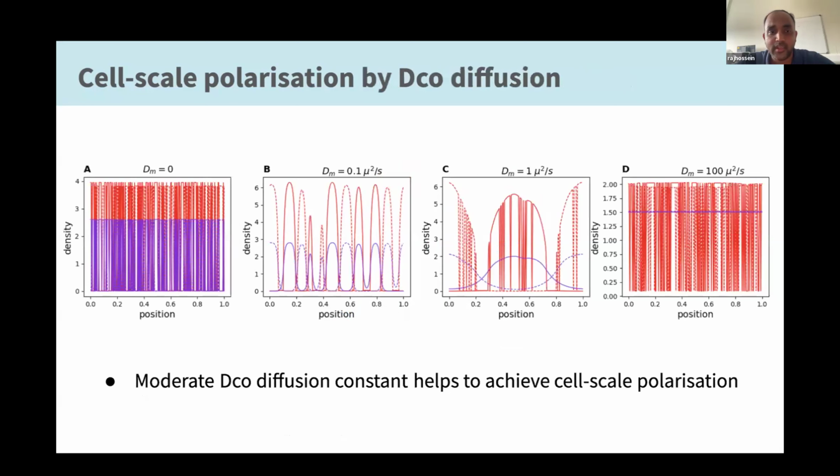To verify that, we changed the DCO diffusion coefficient. And we saw that a moderate DCO diffusion coefficient helps to polarize the system. If the DCO diffusion coefficient is very low or very high, then these complexes don't separate on the membrane. So that is one important thing. Our hypothesis is that the DCO molecule mediates some non-local interaction between the Frizzled and Strabismus molecules. In this way, they separate the complex. So this non-local interaction is important.